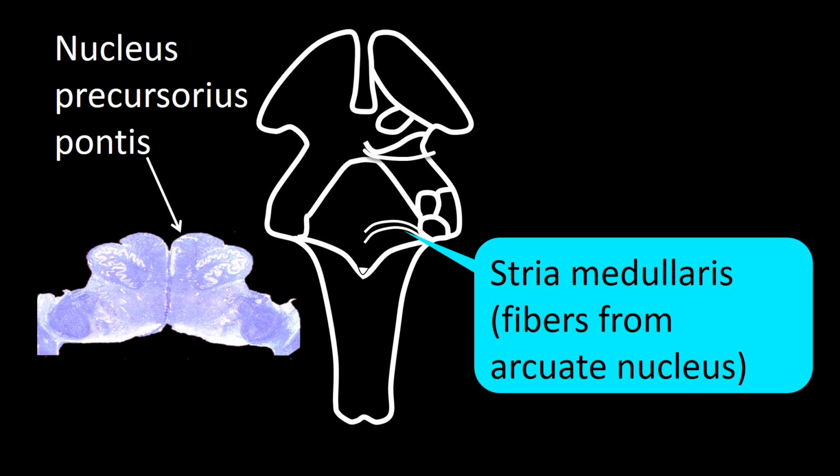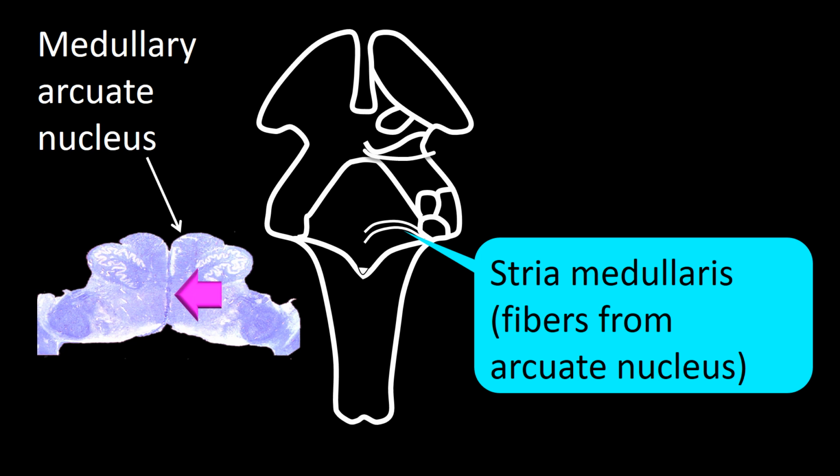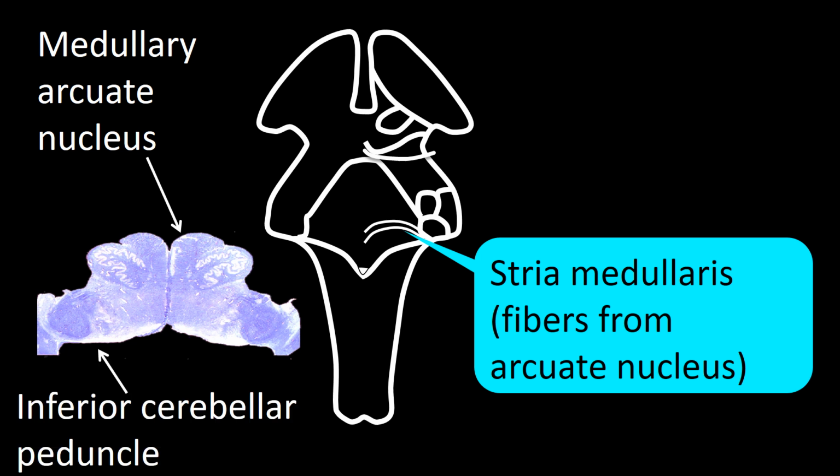The medullary arcuate nucleus connects the brain with the cerebellum as the pontine nucleus do, a point that we will see in a few minutes. The fibers from this nucleus cross the midline and travel dorsally to reach the surface of the floor of the rhomboid fossa and then turn towards the cerebellum, entering it through the inferior cerebellar peduncle.